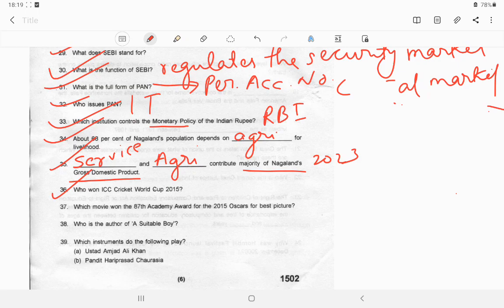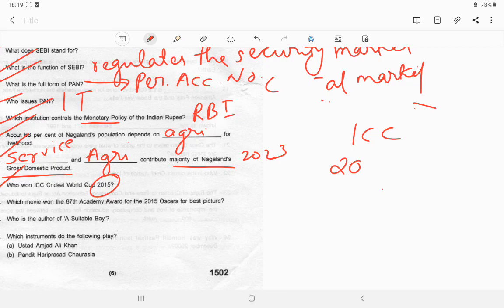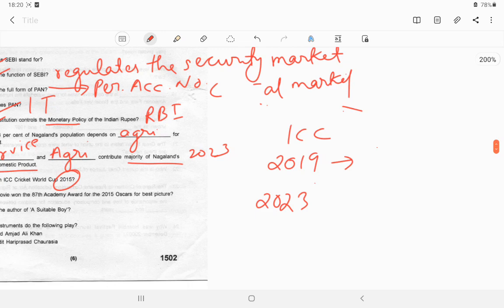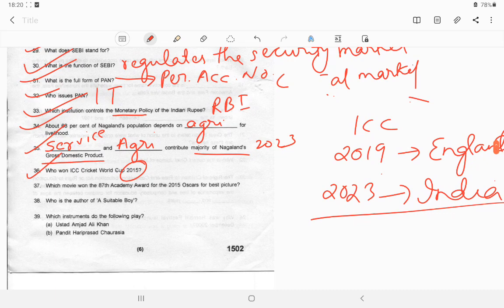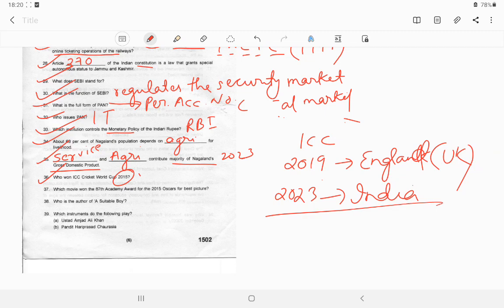Who won the ICC Women's Cricket World Cup? The 2019 World Cup was won by England, and 2023 was hosted by India. So remember this: in 2019 England won, and in 2023 the venue was India.